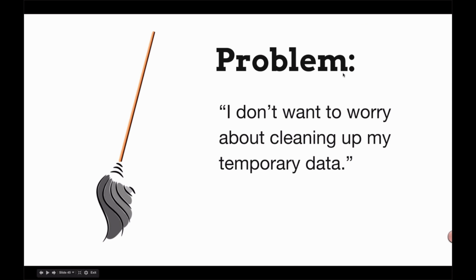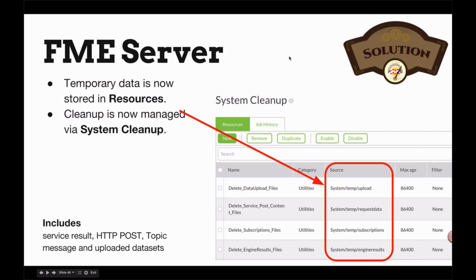Okay, and so here's a good one. I don't want to worry about cleaning up my temporary data. And I definitely don't want to. No, and users sometimes just don't bother. So now we made it easy. Exactly. Yeah. We put all of the temporary data that comes from different subscriptions, comes from topics, data that you upload through the web UI, we put it all into a new resource called System, and then we set cleanup tasks on that that will delete those files after a certain period.